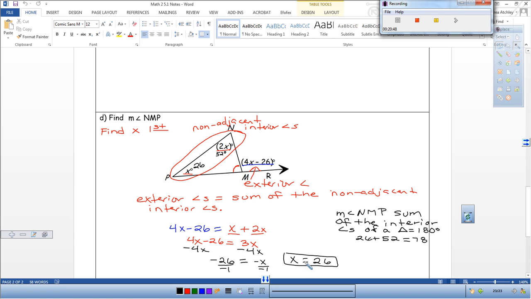Now what? Subtract from 180. So 180 minus 78. Let's put it underneath it. I like that better. Gives me 102. So measure of angle NMP equals 102 degrees.